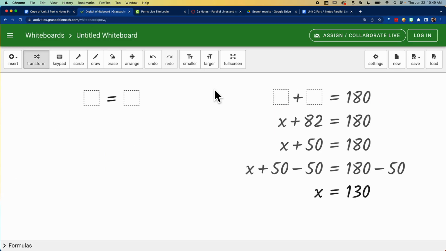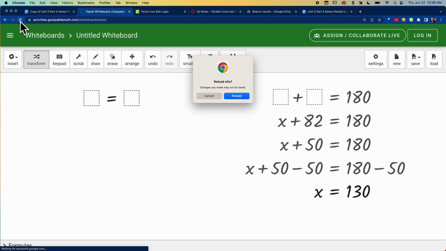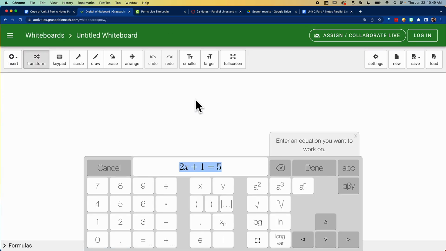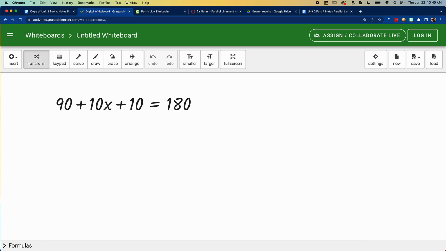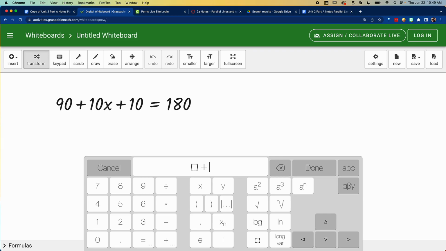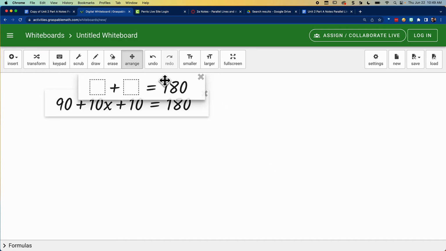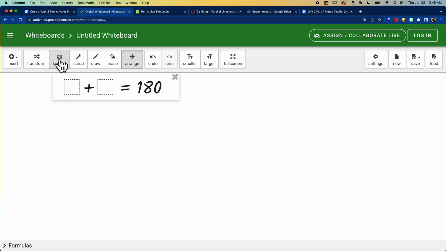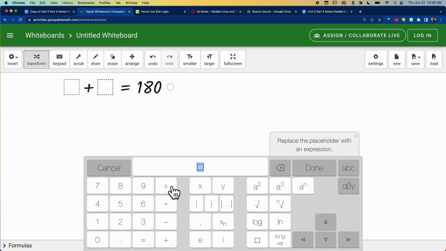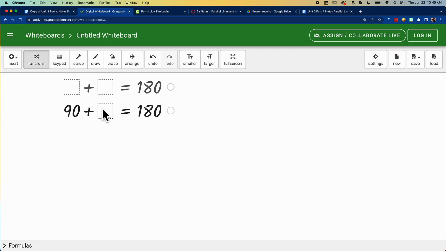And I'm going to go into my whiteboard here that I had set up. I'm just going to reload it. And I'll say that I have 90 plus 10x plus 10 was the other piece equals 180. Now, if you weren't sure how I came up with that, what I was doing is I have box plus box equals 180. So I was filling in what those boxes are. In fact, I'll kind of restart it, show it even more clearly. So one of the boxes was 90, and the other box was 10x plus 10.